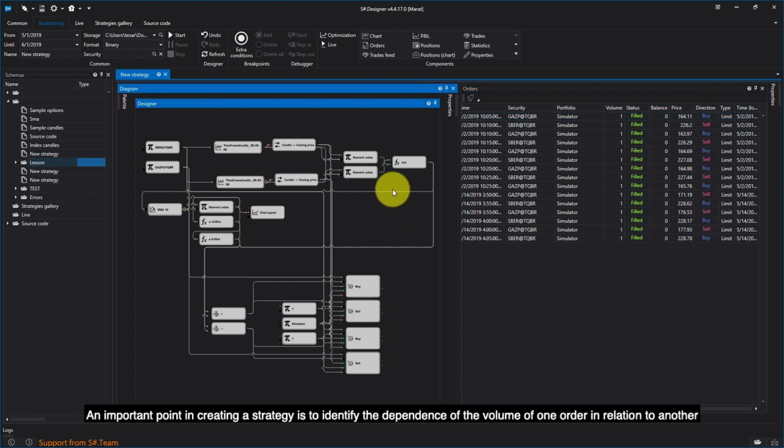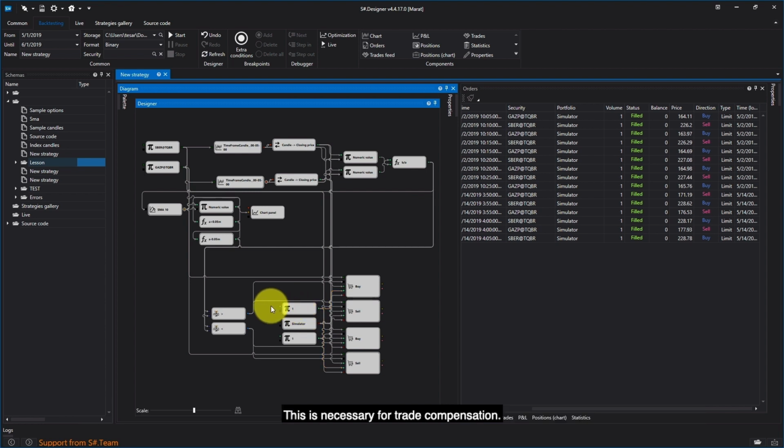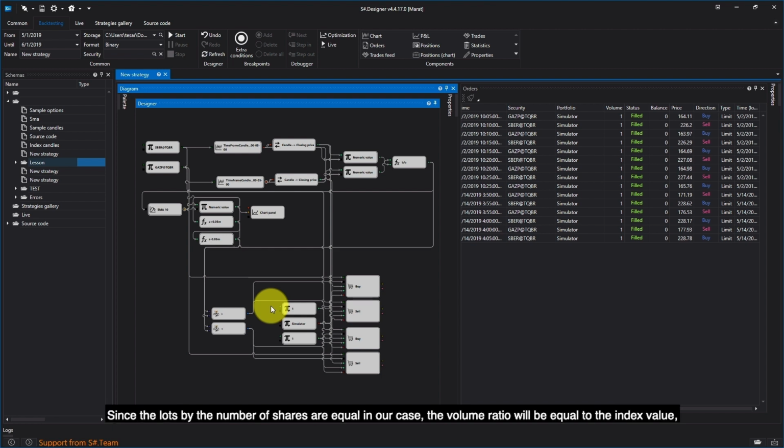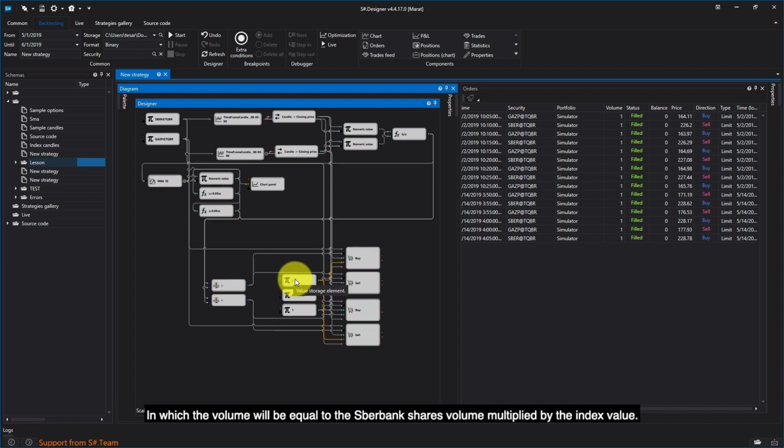An important point in creating a strategy is to identify the dependence of the volume of one order in relation to another. This is necessary for trade compensation. Simply put, how many shares of one instrument are in one share of another instrument. Since the lots by the number of shares are equal in our case, the volume ratio will be equal to the index value. Taking the Cyberbank shares volume value per unit, we express the Gazprom shares volume via the formula, in which the volume will be equal to the Cyberbank shares volume multiplied by the index value.